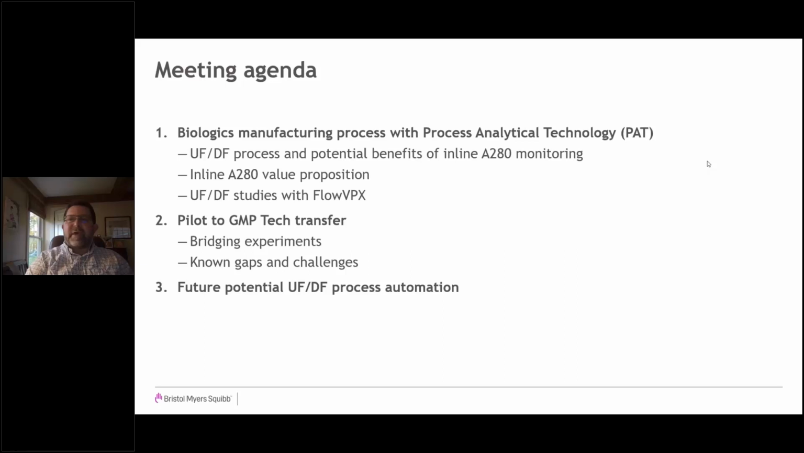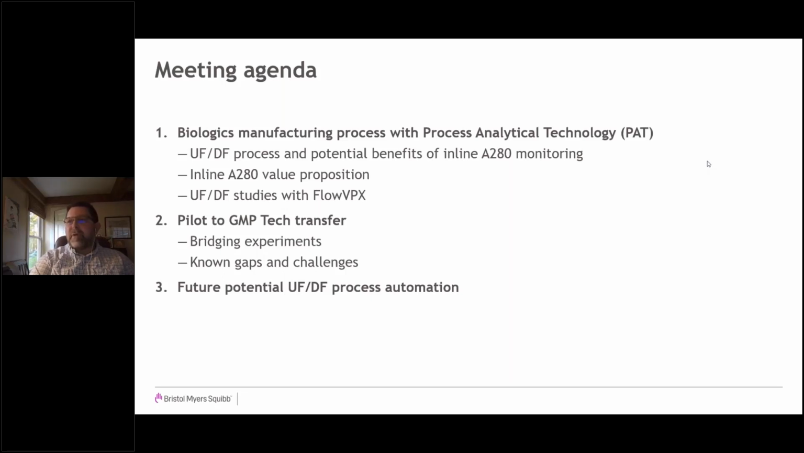So UFDF stands for ultrafiltration, diafiltration, and it's part of the biologics process. And I'll show you in a diagram on the next slide where it appears in the process. And the potential benefits of an inline A280 monitoring instrument. An inline A280 value proposition. So when we're talking inline A280, I'm also talking about this FlowVPX instrument, which is, of course, why we're here with Repligen today. So the inline A280 instrument is the FlowVPX that we're going to talk about today.